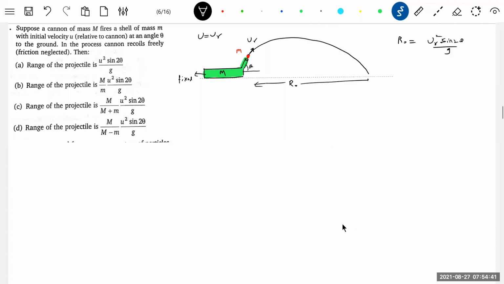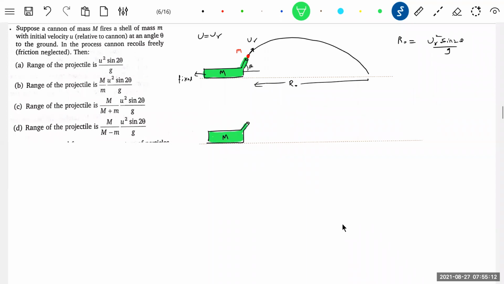Now the cannon was fixed, and this was the range that would happen. Now the cannon will recoil. Now we bring in the situation of cannon recoil. If the cannon recoils, what will happen to the range of the projectile? When you project it, the cannon will recoil back.